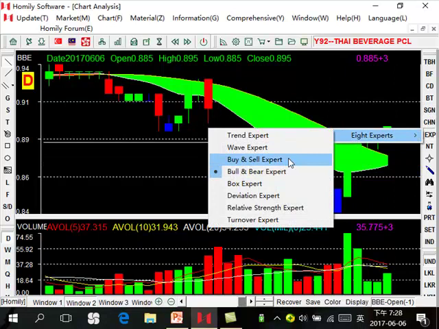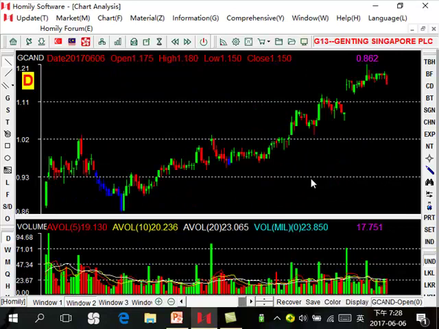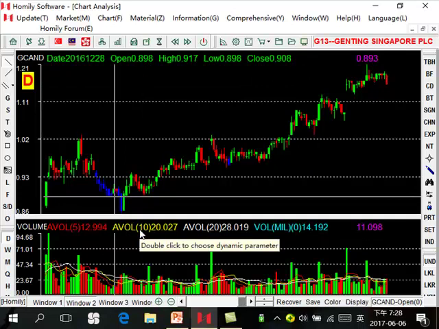So we can see so many stocks. Then we can see this one. The blue signal appears. If you buy here, or buy here, good or not?